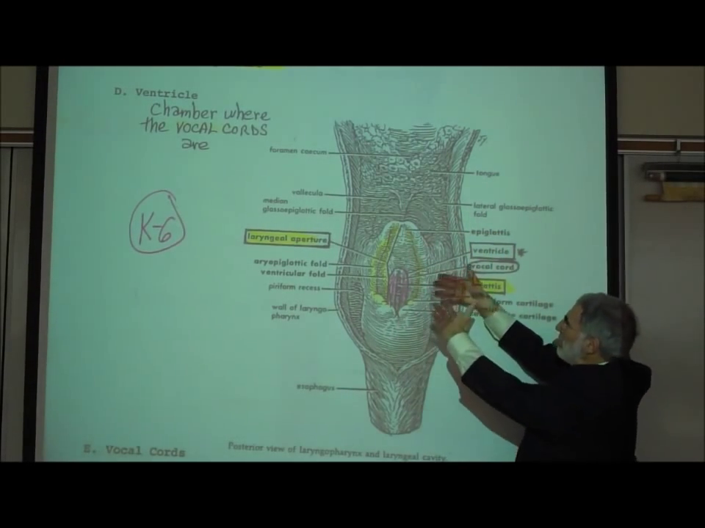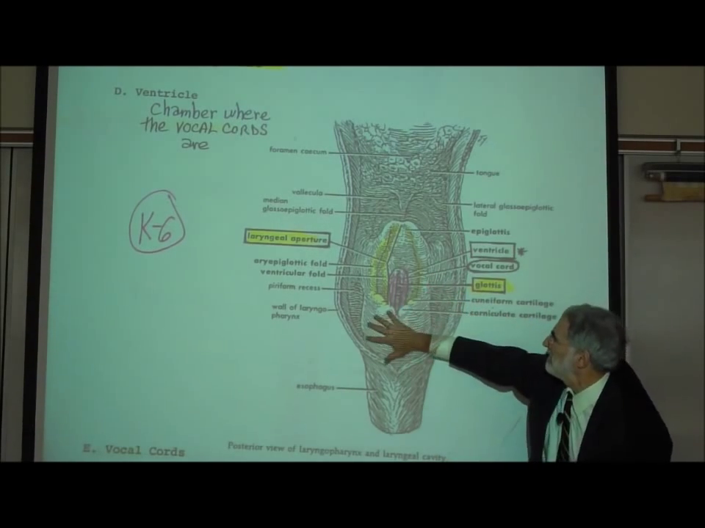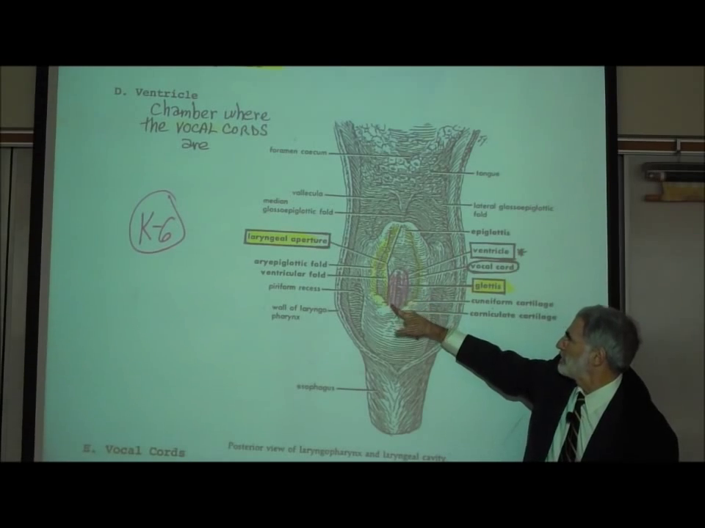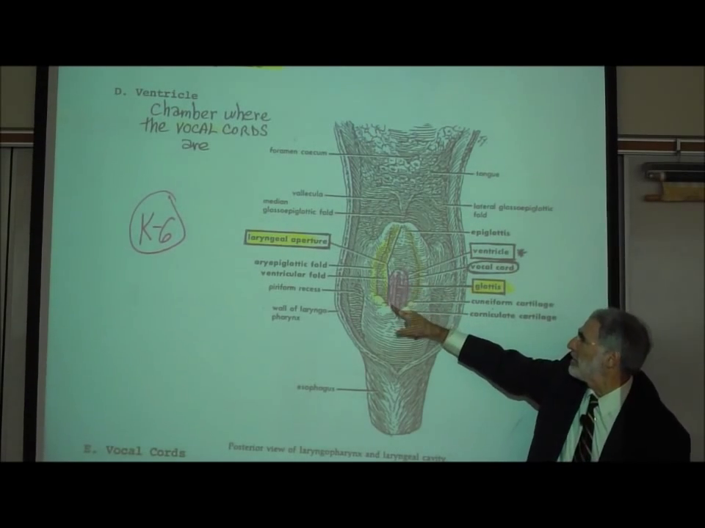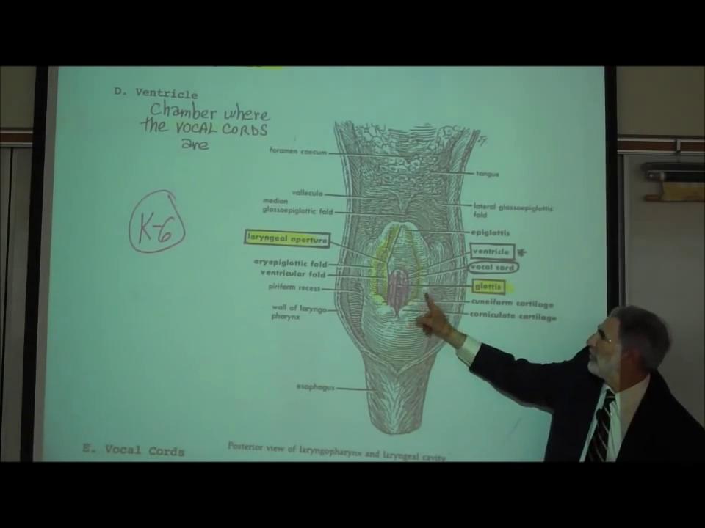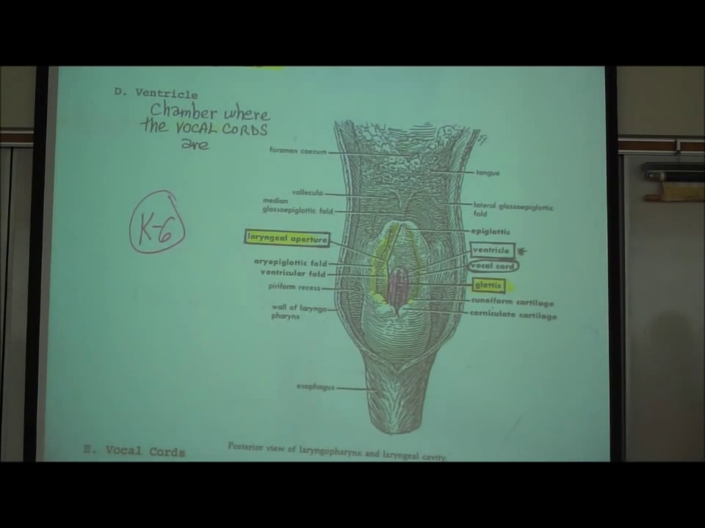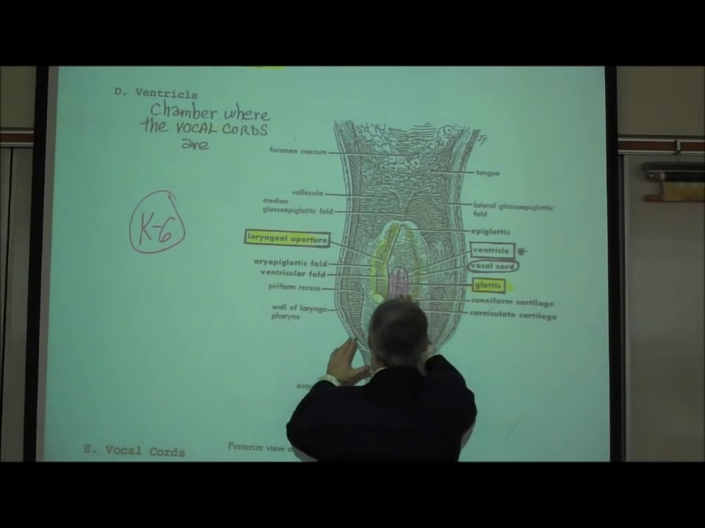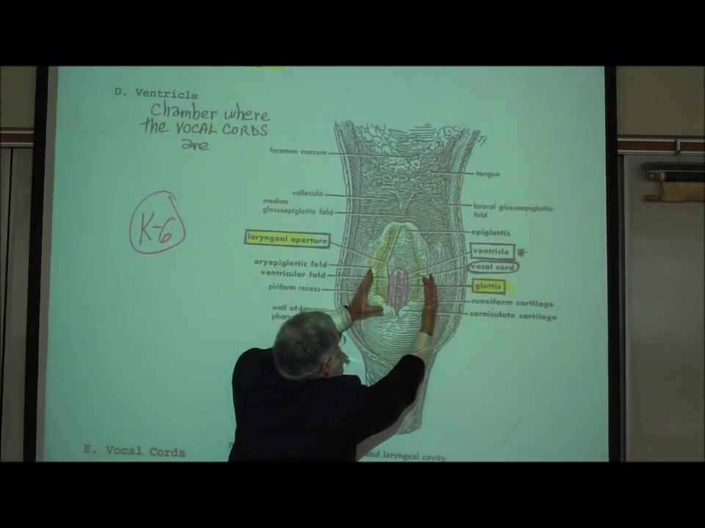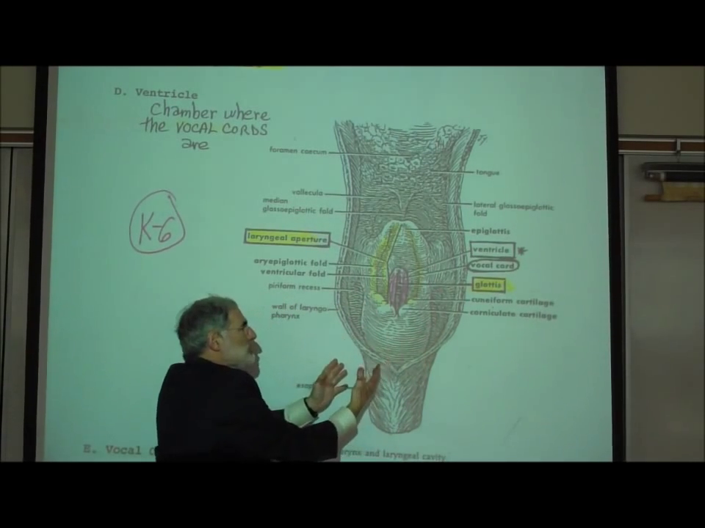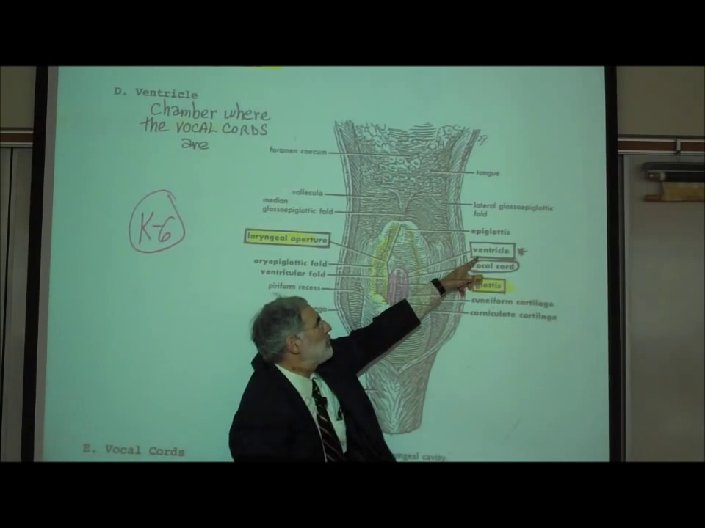Now, as we look down into the larynx, this is the larynx right here. These are the vocal cords. The vocal cords are right here, and the slit, or space between the vocal cords, is called the glottis slit. Yes, we've covered all this before in section J. And the vocal cords are inside this chamber of the larynx. This chamber is called the ventricle of the larynx. Here's the word ventricle.